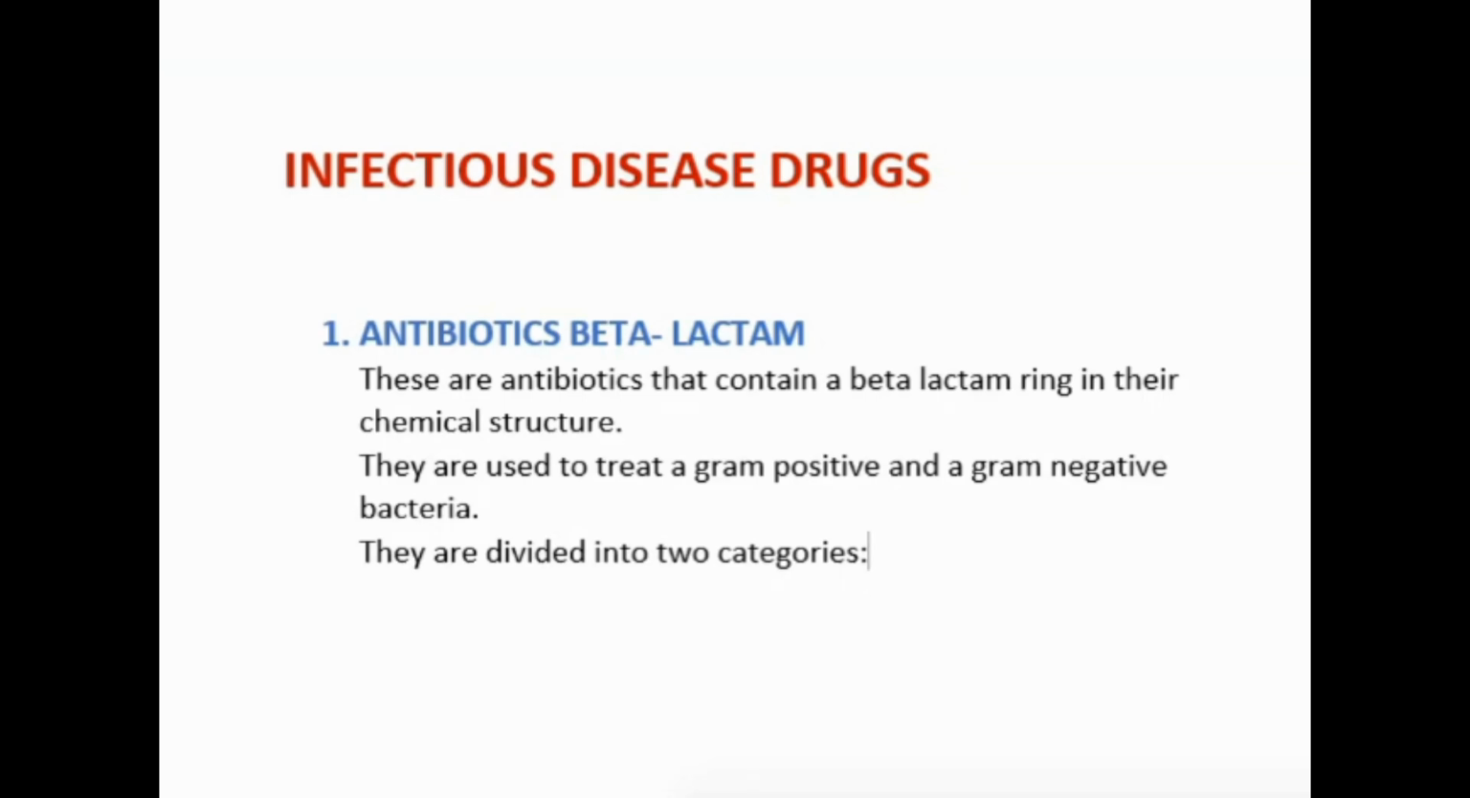So antibiotics beta-lactam, these are antibiotics that contain a beta-lactam ring in their chemical structure. They are used to treat a gram-positive and a gram-negative bacteria. They are divided into two categories, penicillin and cephalosporin. So let us see now the penicillins.